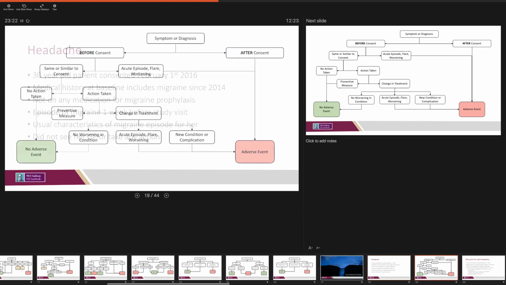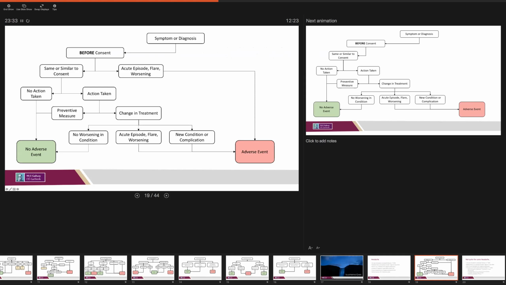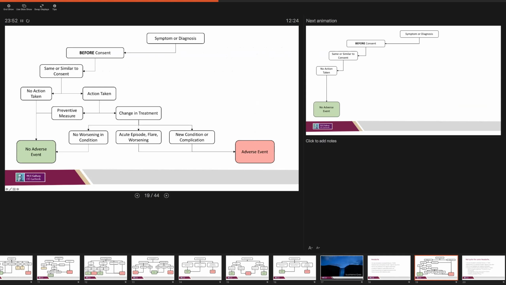So when we move to the algorithm, this would apply to the symptom or diagnosis algorithm. The first thing here is that we know that this episode, this condition, is known before the time of consent. So we can first off remove the after consent section. The next thing here is that we have to decide, is this acute episode a flare or worsening, or is this same or similar to the time of consent? Because she has described this episode as something similar to what she normally gets, even though it's an intermittent condition, we can argue that this isn't a flare or a worsening that's much worse.